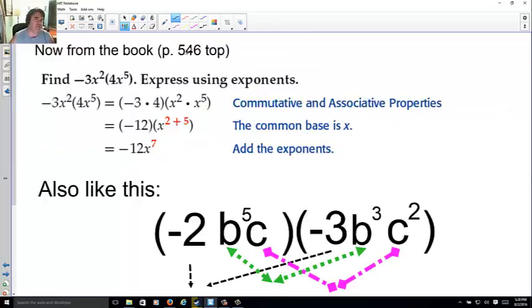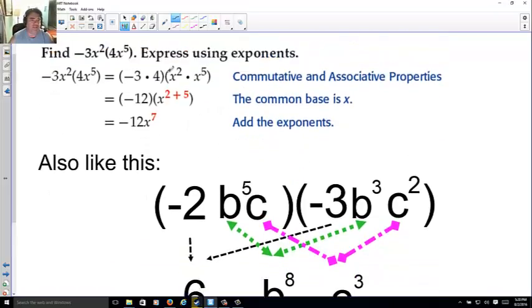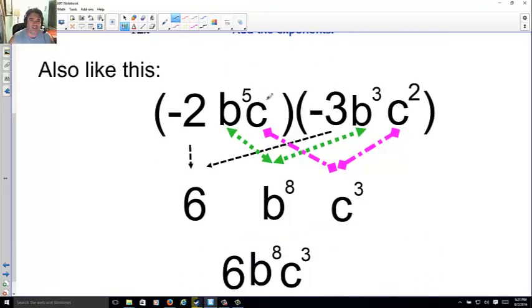Now from the book. This is a book that you don't have. This is Algebra 1's book. But if you want to see it at school tomorrow, I can certainly show you. But we're going to take this combined here, and what they're saying is that you multiply the negative 3 and the positive 4 to make negative 12. Combine the x's to make x to the 7th. You've done this too.